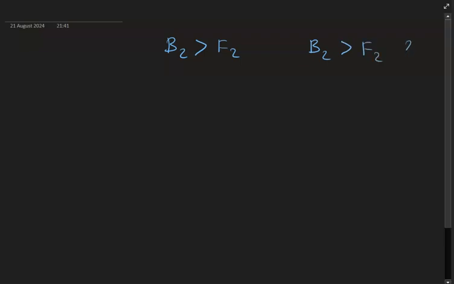Our question here is: the bond length of the molecule B2 is greater than F2, but still the bond dissociation enthalpy of B2 is greater than F2. Why? In order to get a clear answer to this question, we have to apply MO theory, that is molecular orbital theory, on both these molecules B2 and F2.